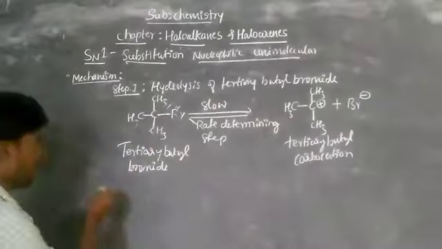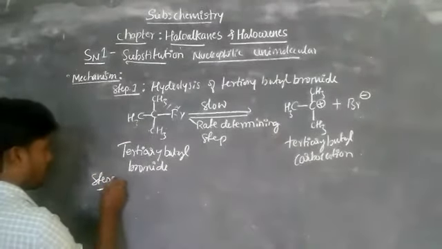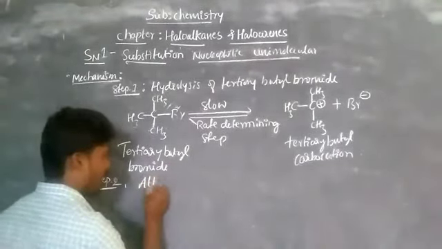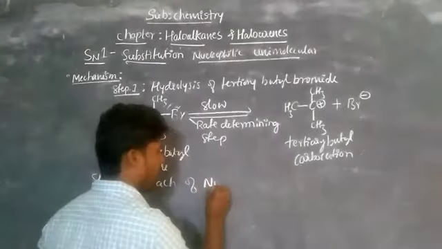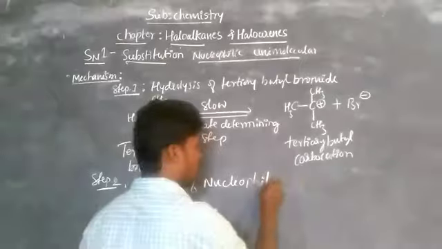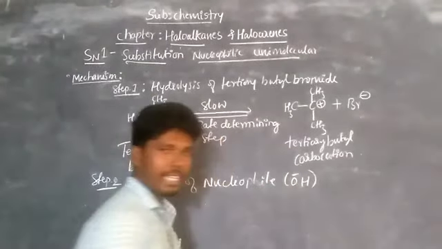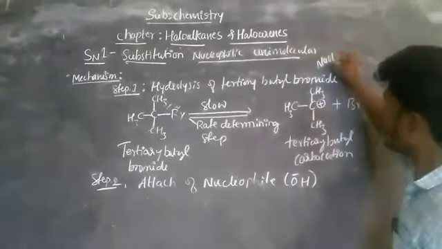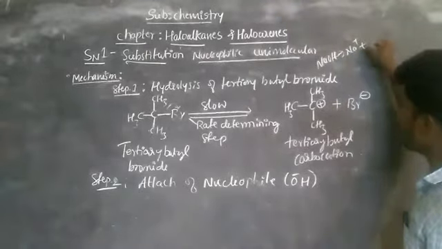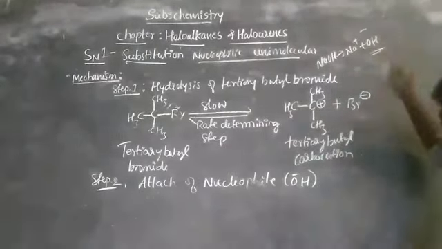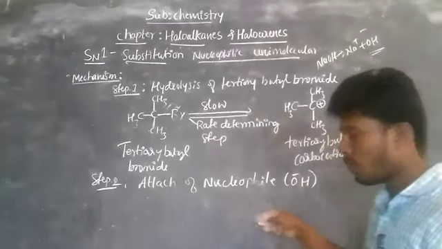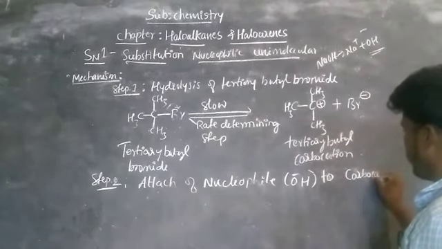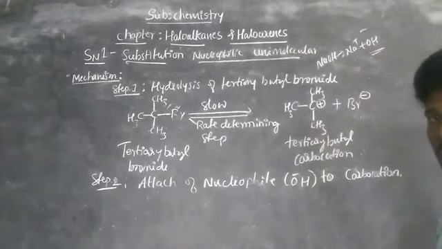So the second step, step 2, is attack of nucleophile to the tertiary butyl carbocation. So here the nucleophile is OH minus, that is obtained by what? NaOH. After ionizing NaOH, observe, on ionizing you get Na plus and OH minus, right? So this is the nucleophile in this reaction. So that is attack of nucleophile to carbocation, or tertiary butyl carbocation. You can write like that.